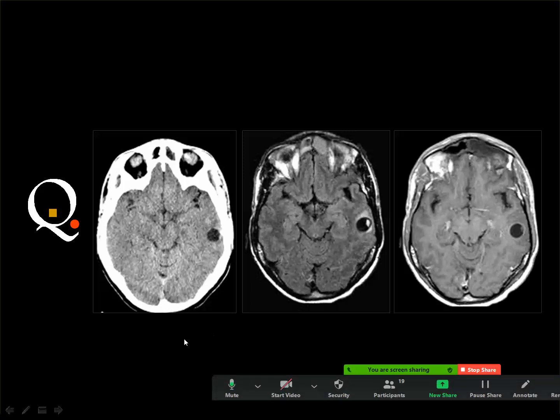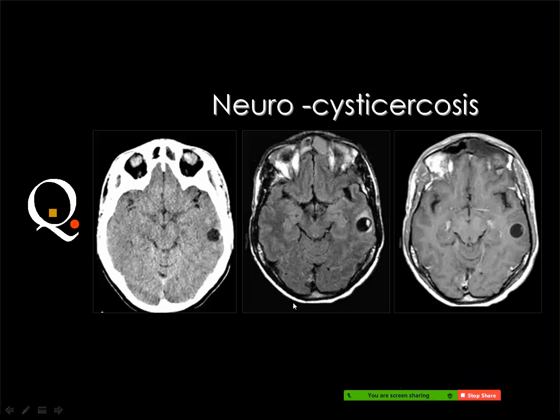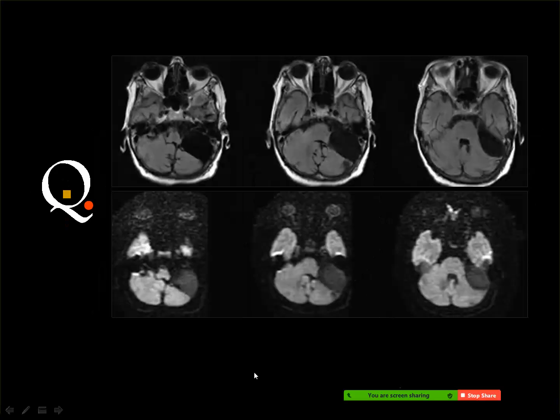Cysticercosis. Yes, and this is neurocysticercosis with the classic cyst and dot sign. You remember that I have mentioned if you see this appearance, you should diagnose cysticercosis. And you can see if you have too many lesions and only one fulfills this criteria, you diagnose neurocysticercosis.